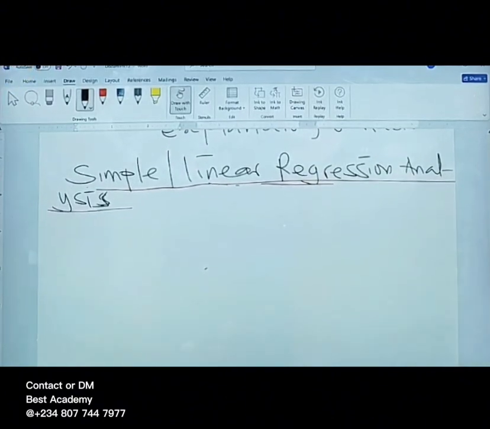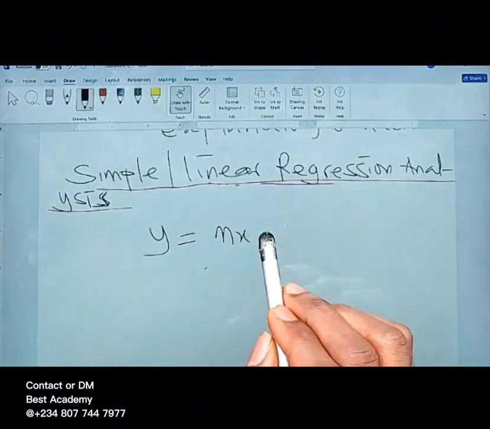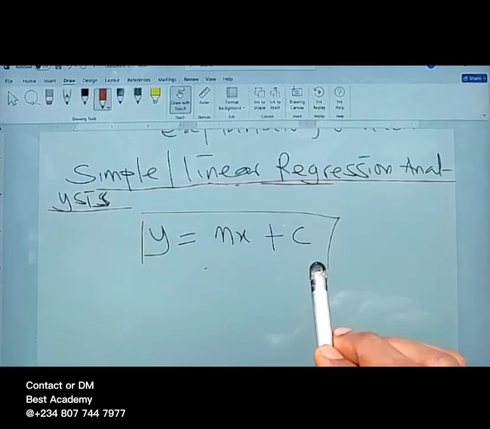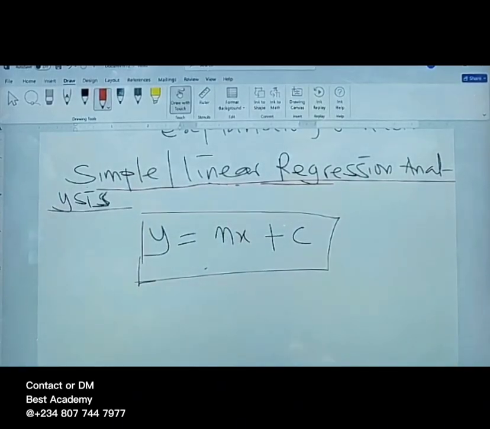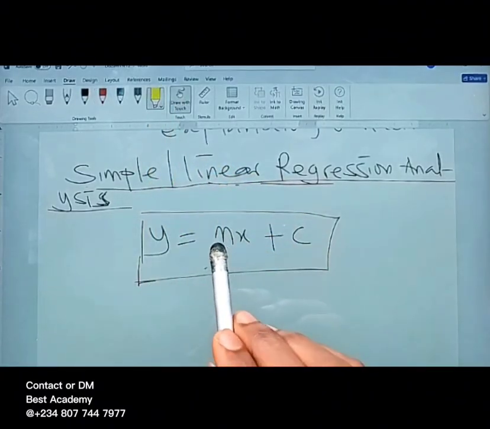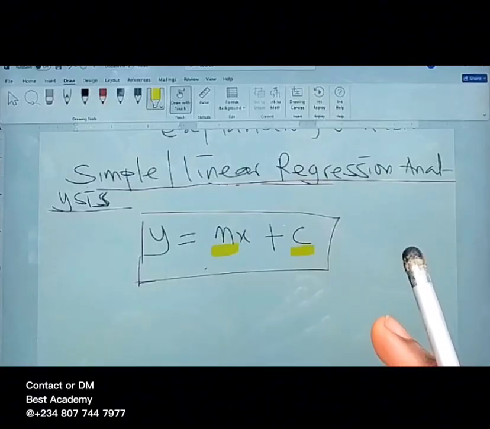So when we are saying about a simple equation relating x and y, we have that formula to be y is equal to mx plus c. This is the only formula that relates x and y in a simple equation. That is y is equal to mx plus c, where this coefficient of x is said to be the slope, while this part here is said to be the intercept. Okay, now from this equation here we can easily form the formula for regression analysis.